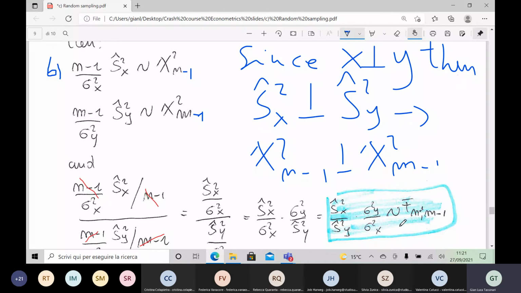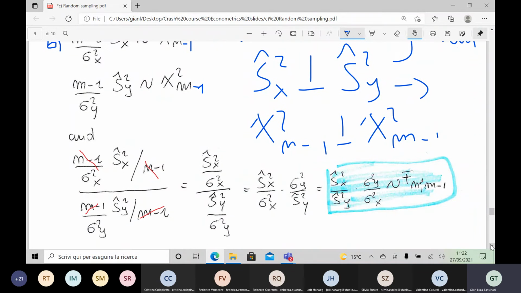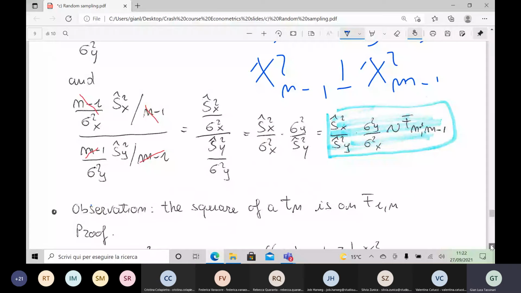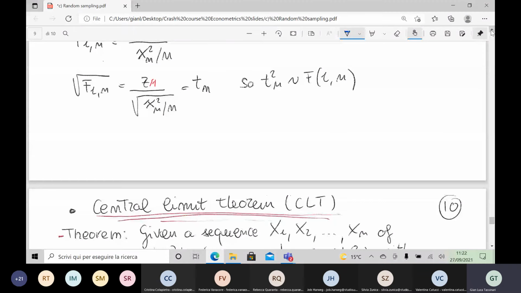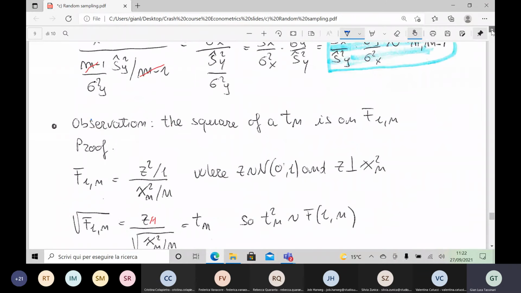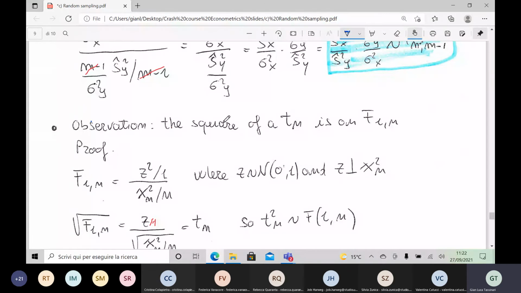That is, both in building a confidence interval for the ratio of two variances, as we will see, and in performing hypothesis testing. Before going on, I made an observation, guys. The square of a Student's t random variable with n degrees of freedom is an F of Fisher with 1 and n degrees of freedom.